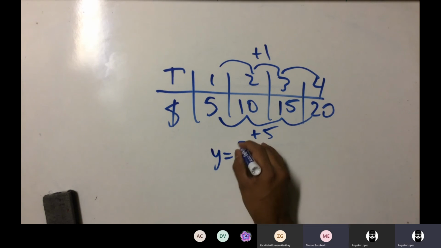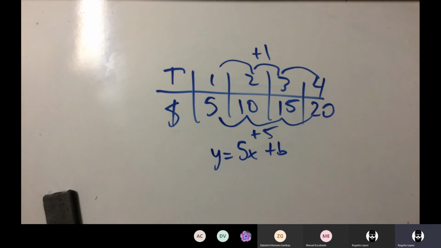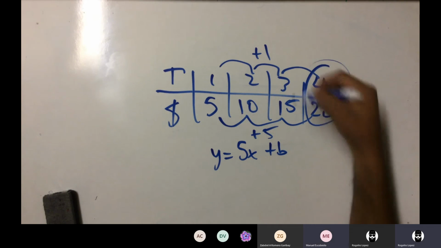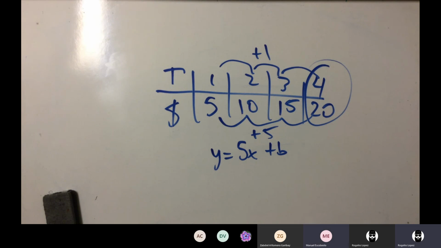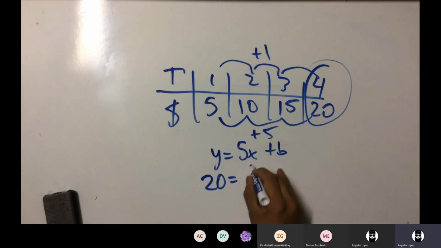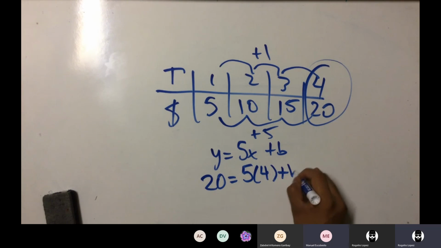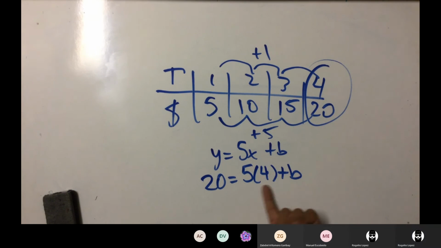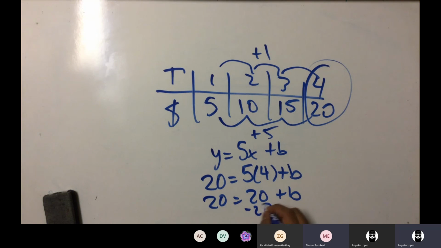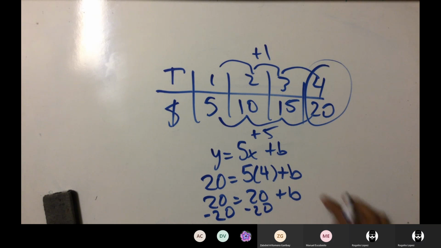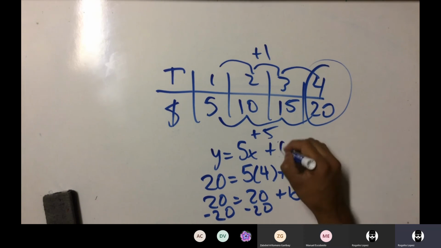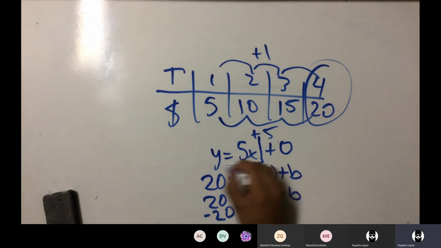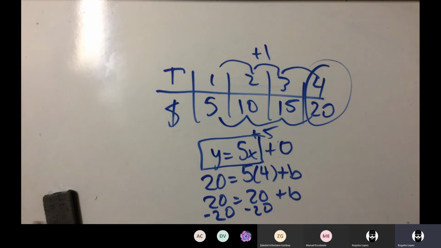So I'm going to go ahead and put y equals 5x plus b. Let's pick a random point. Let's pick the last one. I got 4 for x, 20 for y. So I'm going to put 20 equals 5 times 4 plus b. 5 times 4 is 20. So I'm going to put 20 equals 20 plus b. And obviously, it's going to come out to 0 minus 20 minus 20. So I'm going to get 0 equals b. So my b value is going to be a 0. And like I've told you before, you can just cut it off, and that's your equation.